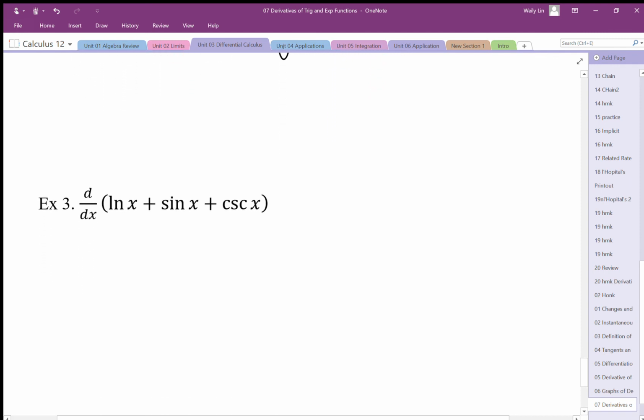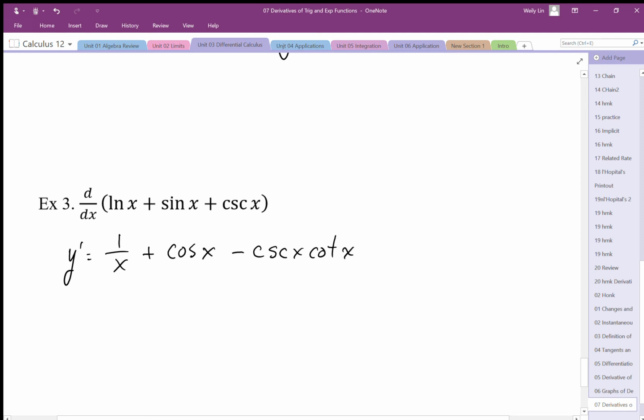So here, this is already in base e, so I'm just going to apply my log. If I forget what it is, I just go to my formula sheet, and the derivative of log is 1 over x. The derivative of sine is cos, and the derivative of cosecant is, well, I forget what that one is, so I'll go to my formula sheet. It's negative cosecant x cotangent x.